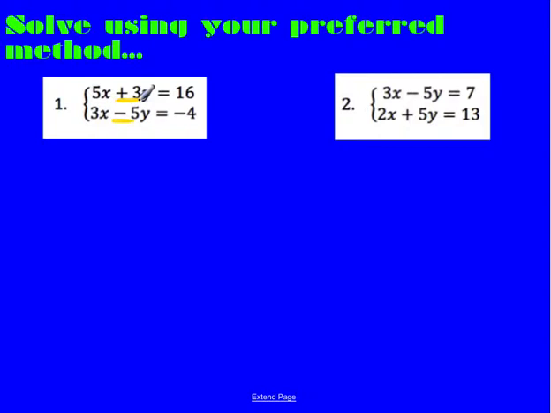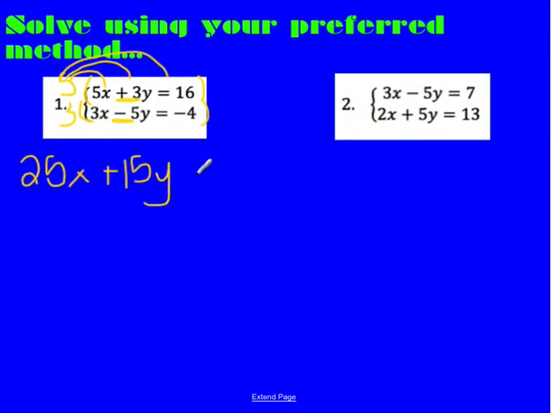So I'm going to ask myself, what is the smallest number that 5 and 3 multiply to? That's 15. So I'm going to take this first equation and multiply it by 5 so I can get to 15, and I'm going to take the second equation and multiply it by 3. Taking the 5 and distributing it in, 5 times 5 is 25x, 5 times 3 is 15y, and 16 times 5 is 80. Now taking that 3, we multiply it into everything on the bottom. 3 times 3 is 9, 3 times a negative 5 is a negative 15, and 3 times a negative 4 is a negative 12.